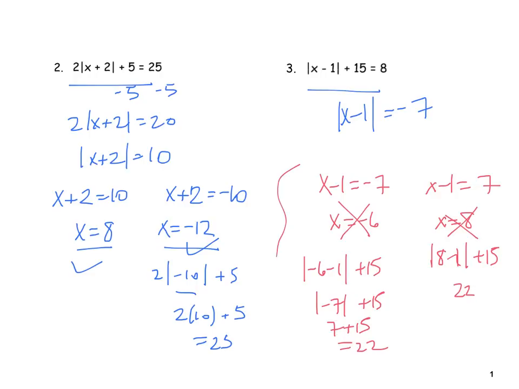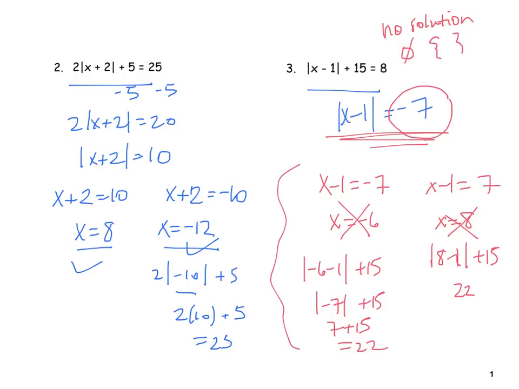But if you did all this work, you did too much work. Look at the first thing we did: we subtracted 15. You notice there is a negative on the right side. Absolute value cannot be negative. So from this point, we could have stopped and said there is no solution to this problem. You can write no solution, or you can write empty set with the curly brackets with nothing in the middle. So we have an empty set, a no solution problem.